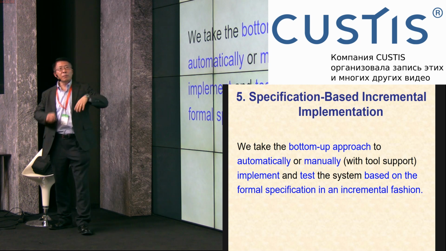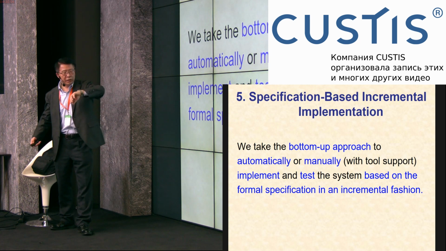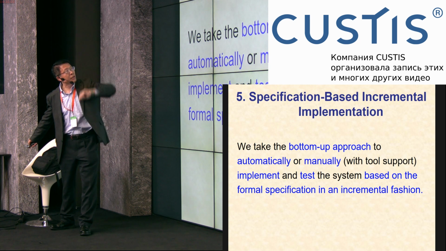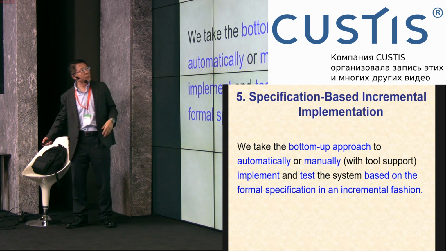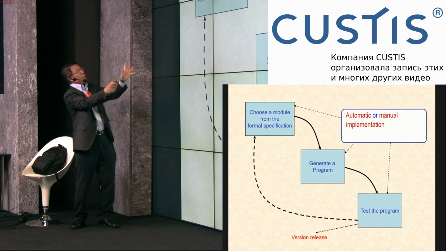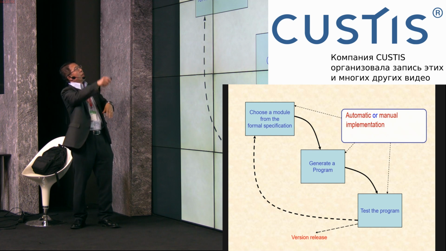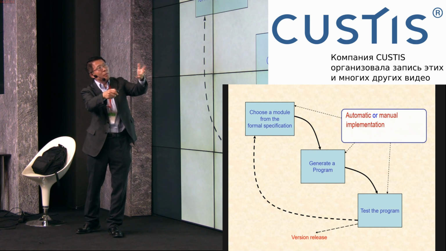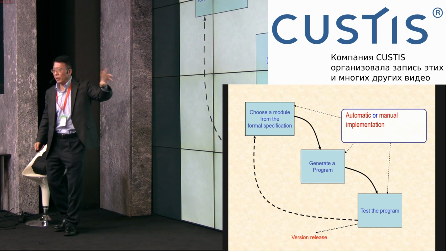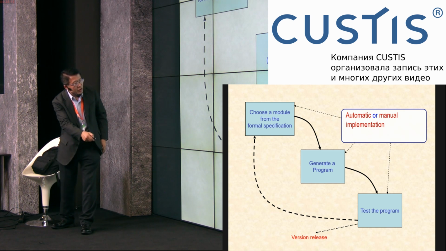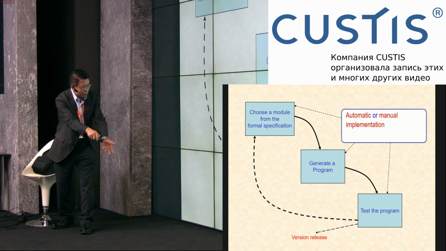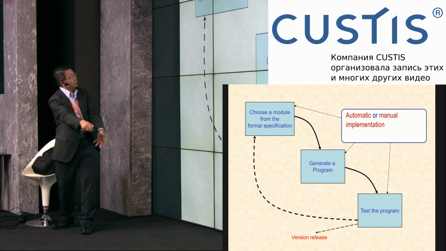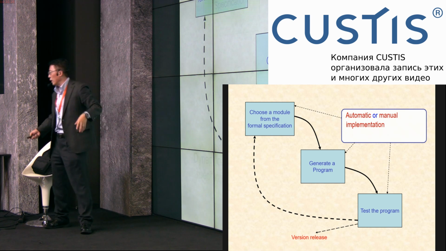Okay, so suppose we have done a very good job in the specification, and then you can do the incremental implementation. The idea is that we have already got a set of modules, and you choose one module, generate the program automatically or manually. In many cases, it must be manually. And then you test your program. If you realize that this version can be released, you release. Otherwise, you go on. Choose another one.